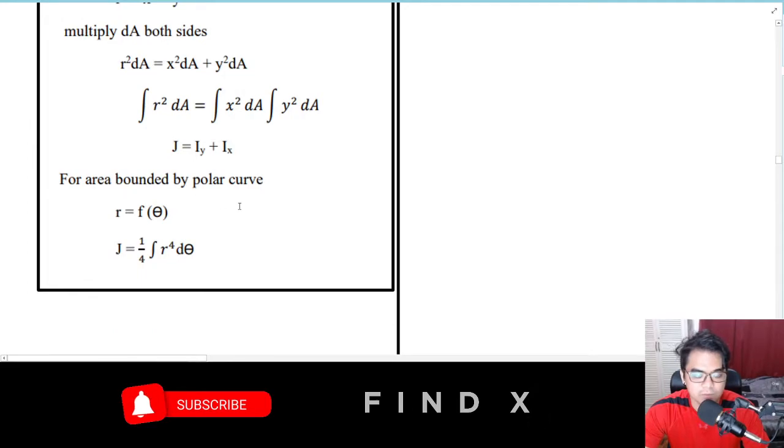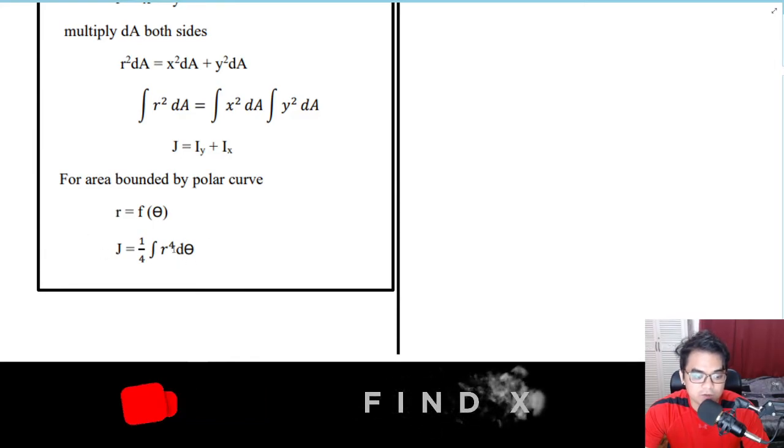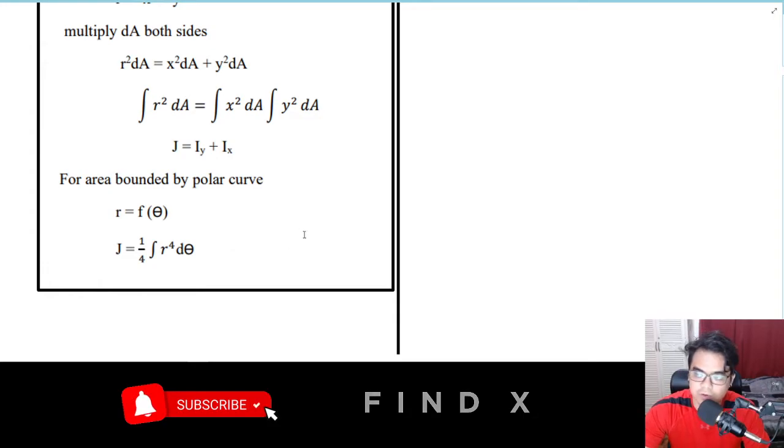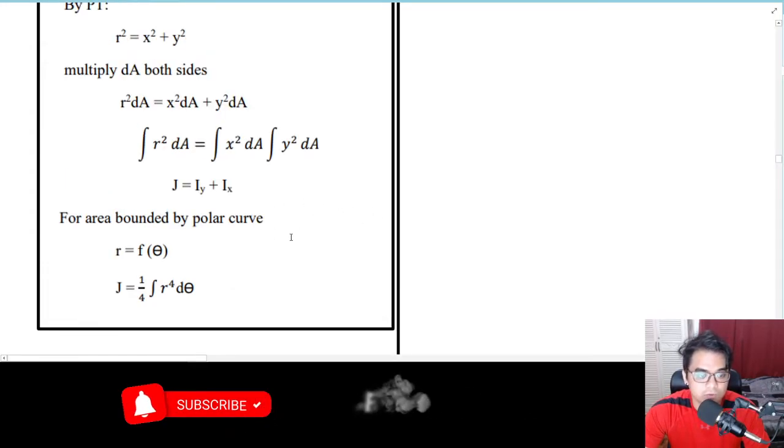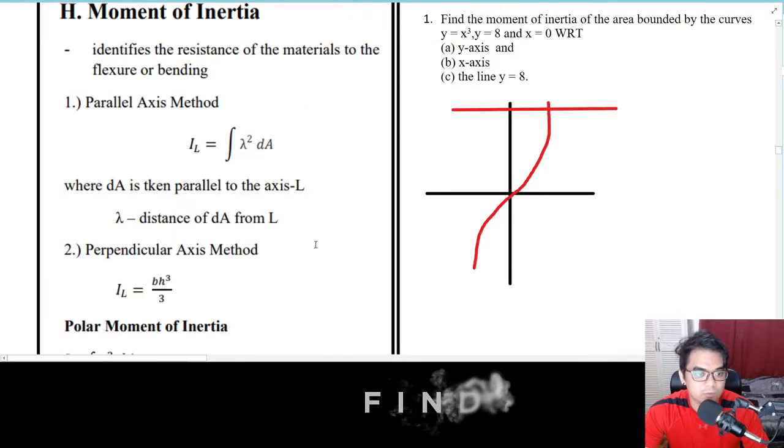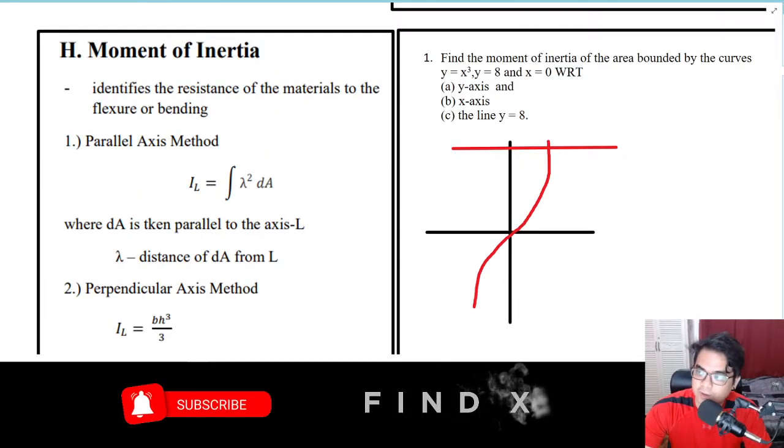For the area of a polar curve, r must be a function of theta. Then your J will be, there's a shortcut here, J is equal to one-fourth the integral of r raised to the 4th d theta. For you to be able to appreciate the formulas more, let's get into the first example.